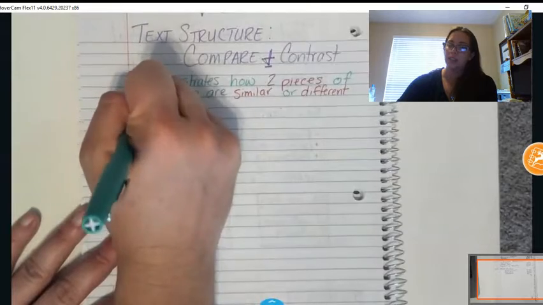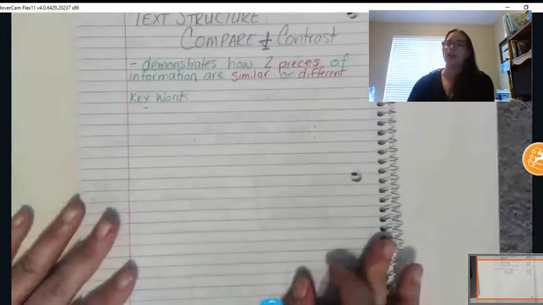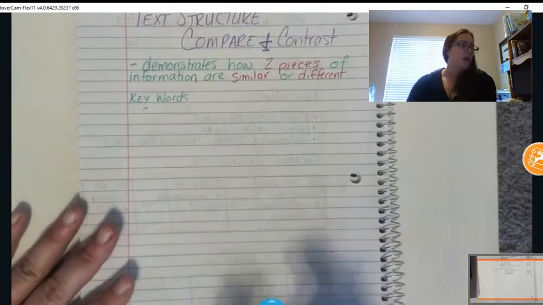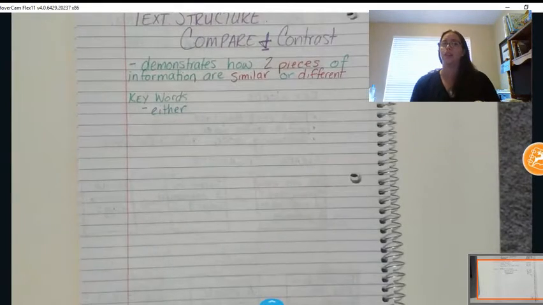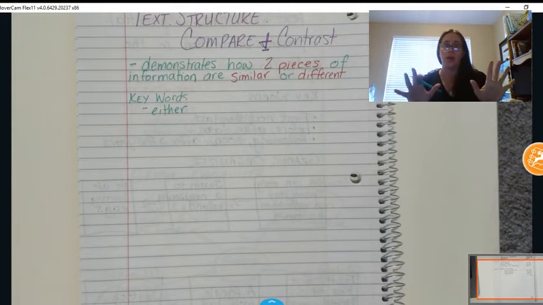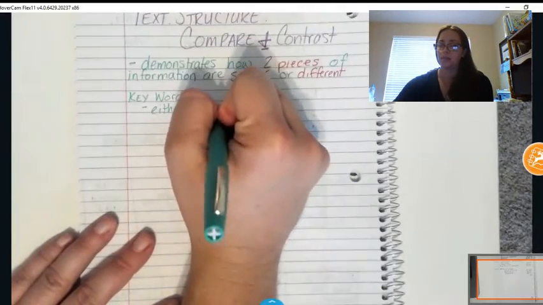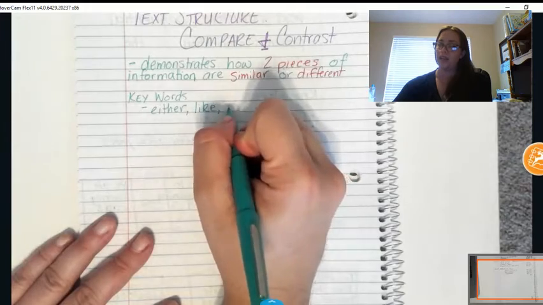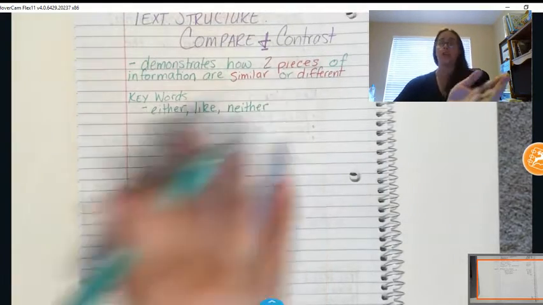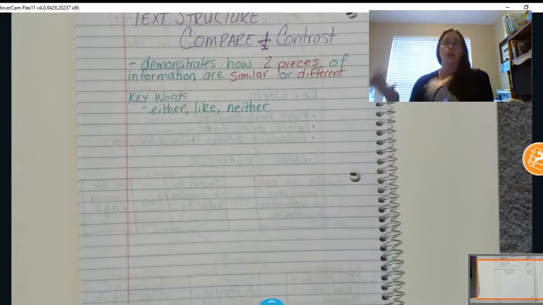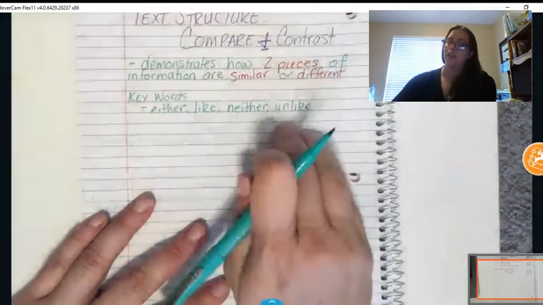So our keywords, and I see a lot of people get hung up on these and stuck on them. You can see either. That means there's a choice. It's either this or that. It's either pie or cake. You can't have both, but you can have one or the other. We can have the word like. That means the same. We could have neither this nor that. It's neither cake nor pie. It is a cookie. That would be a neither. And unlike. How they are different.